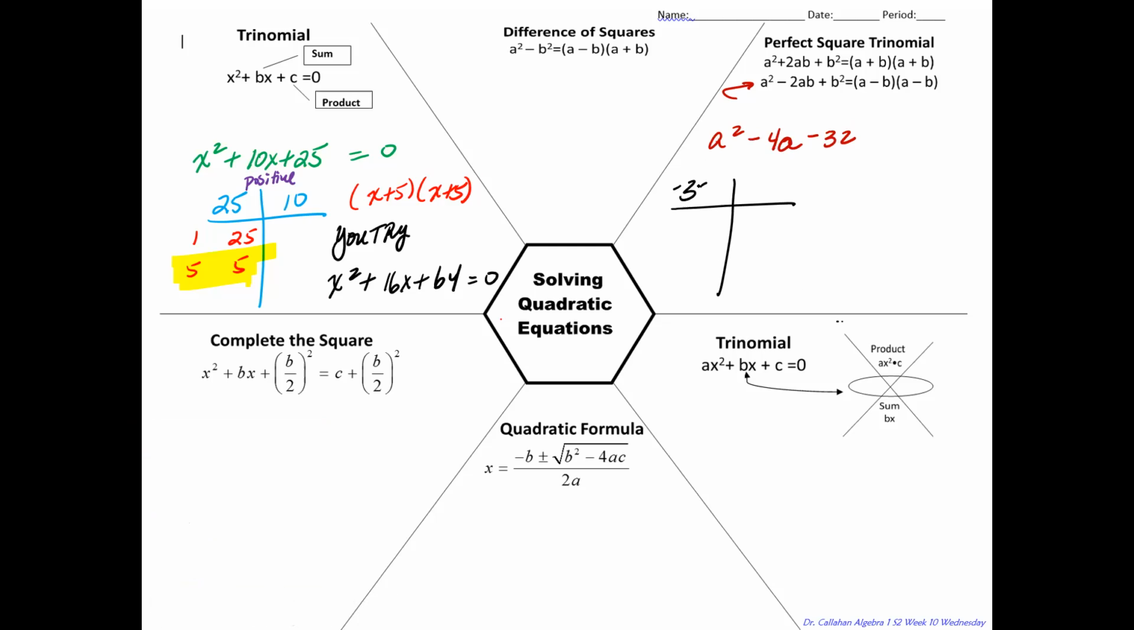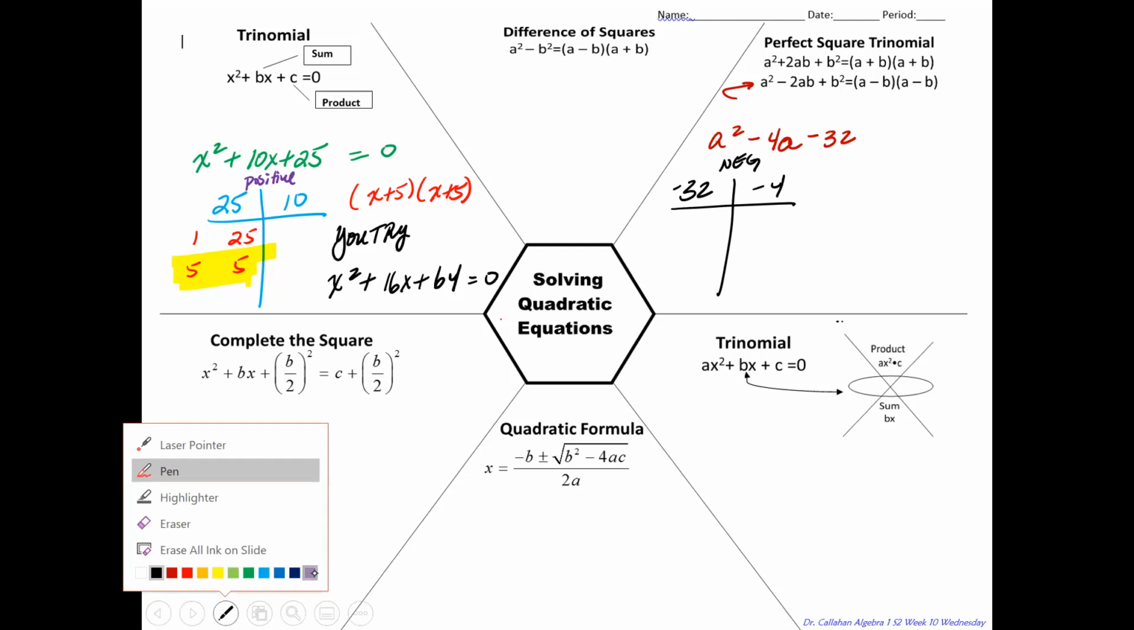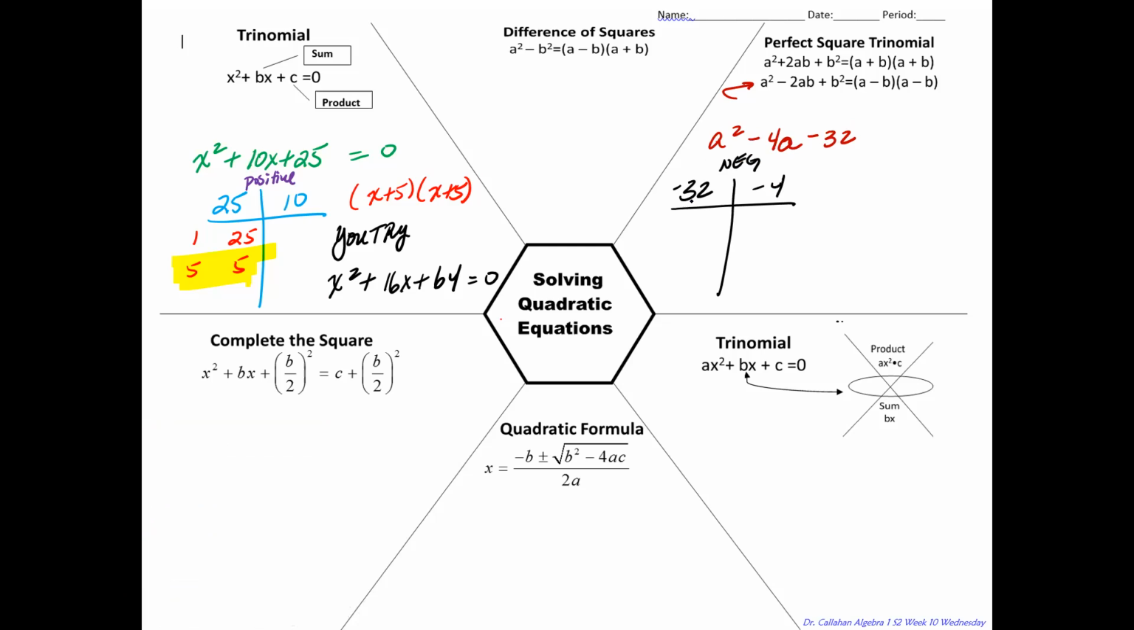Your last number is negative 32. Your middle number is negative 4. Notice your answers are negative. So you're going to go ahead and figure out what times what gives me a negative 32, but they're negative numbers, like negative 1 and positive 32, positive 1, negative 32, negative 2 and 16, positive 2, negative 16, maybe a negative 4 and 8, positive 4 and negative 8.